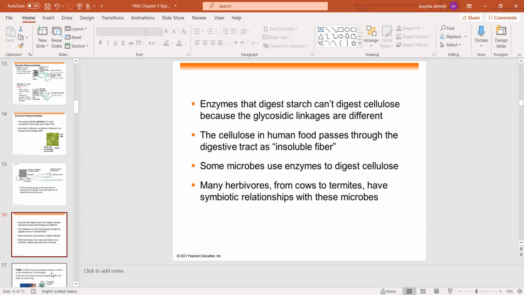A cow harbors cellulose-digesting prokaryotes and protists in its gut. These microbes hydrolyze the cellulose of hay and grass. A termite, which is unable to digest cellulose by itself, has prokaryotes or protists living in its gut that can make a meal of wood.